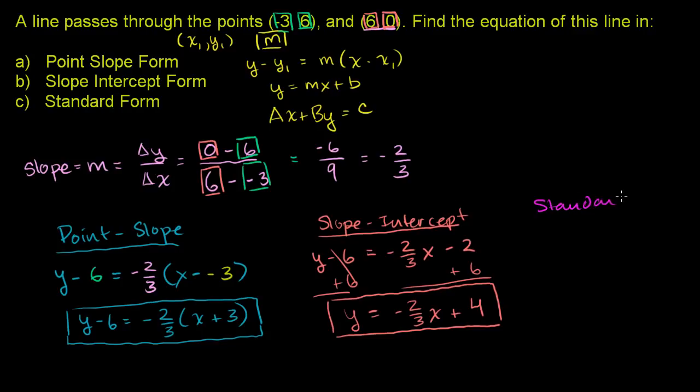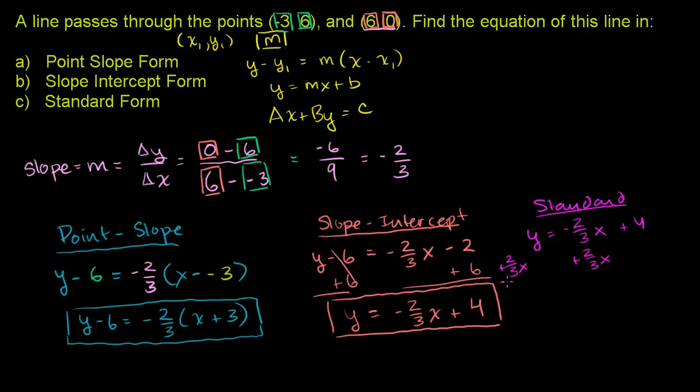Standard. So once again, we just have to algebraically manipulate it so that the x's and the y's are both on this side of the equation. So let's just add 2/3 x to both sides of this equation. So I'll start here. So we have y is equal to negative 2/3 x plus 4. That's slope intercept form. Let's add 2/3 x, so plus 2/3 x to both sides of this equation.